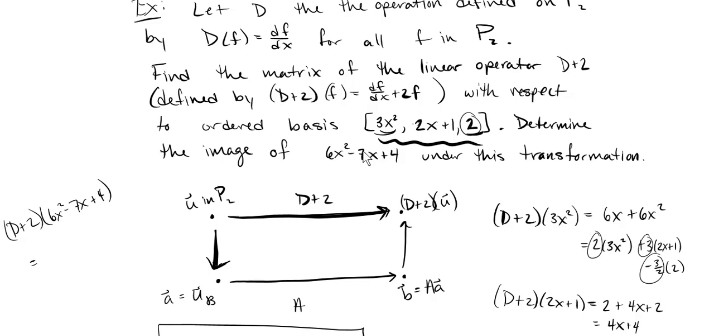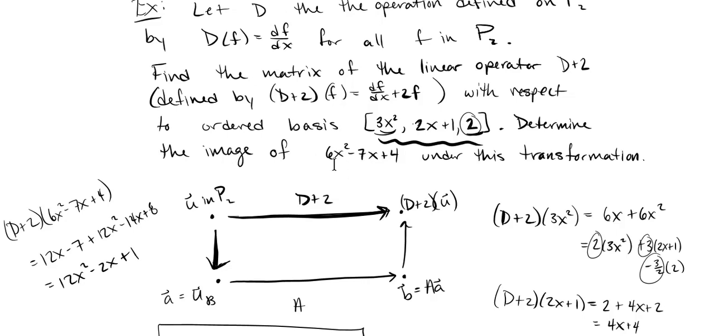It's pretty easy. It's the derivative plus 2 times the actual function. So I mean, you could write this down pretty easily. That's not really the point here. There it is. That's d plus 2 applied to this thing.